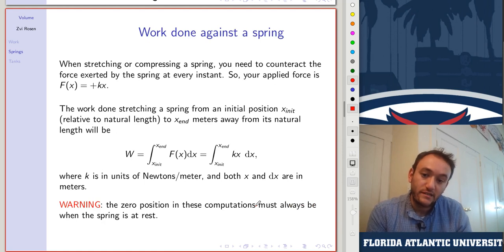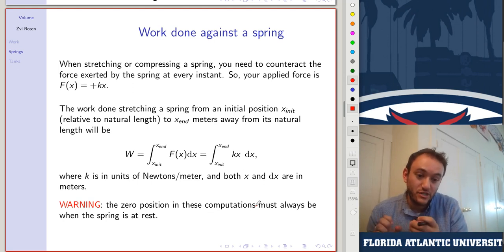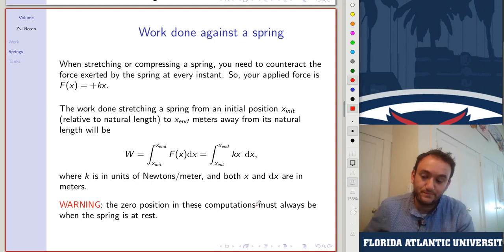When stretching or compressing a spring, you need to counteract the force exerted by the spring at every instant. So your applied force is f of x equals positive kx, because the spring is pulling back or pushing against compression. So you have to pull with the extension or with the compression.